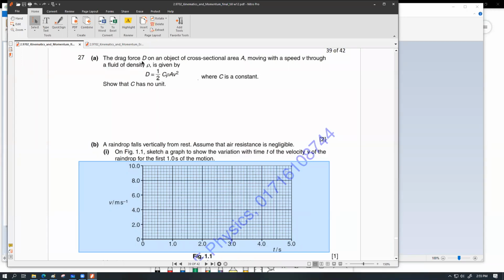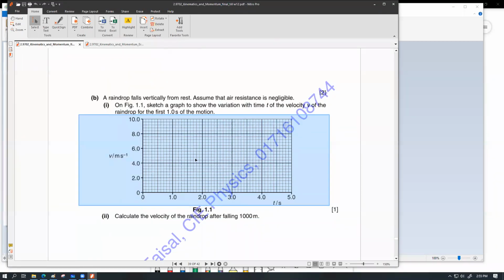On figure 1.1, sketch the graph to show the variation with time t of the velocity v of the raindrop for the first 1.0 second of the motion. They asked you to assume air resistance was negligible. So in 1.0 second, the final velocity is supposed to be 9.81 meters per second, right? Because v equals u plus at. It starts from rest. So what would be the final velocity after 1.0 second?